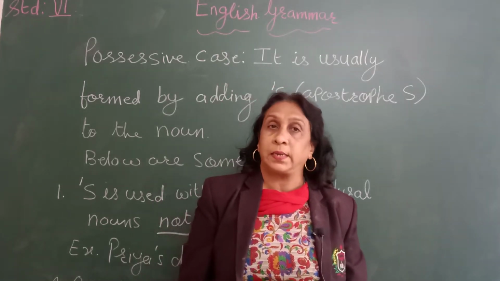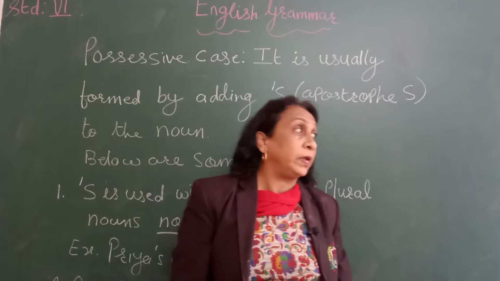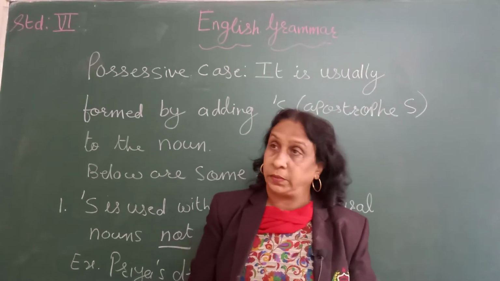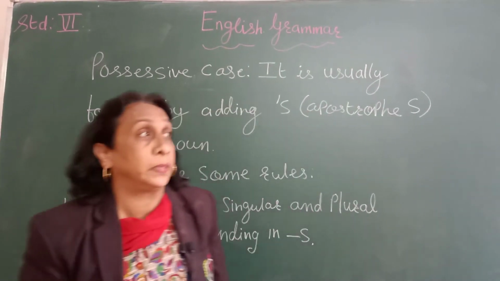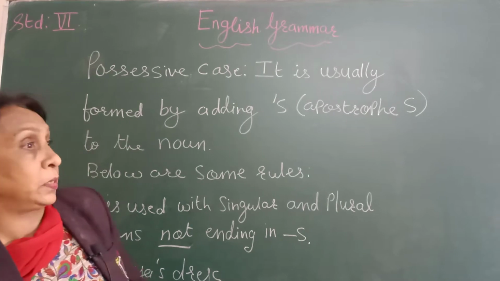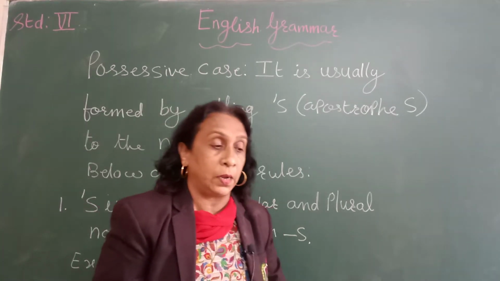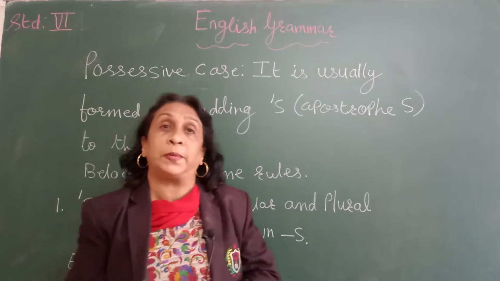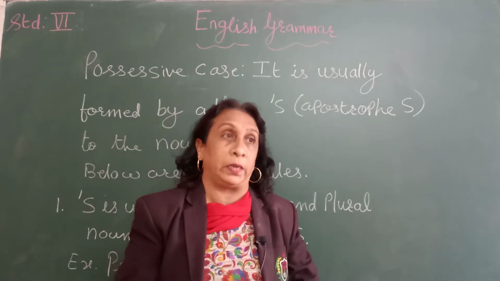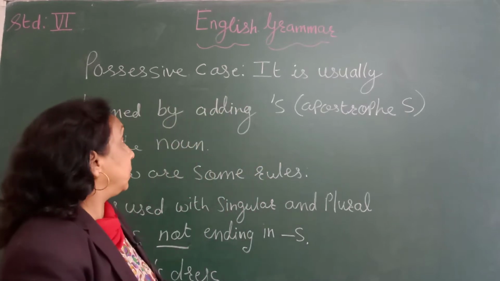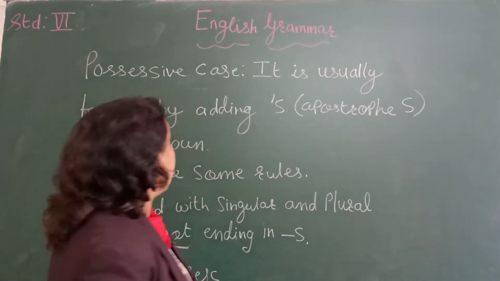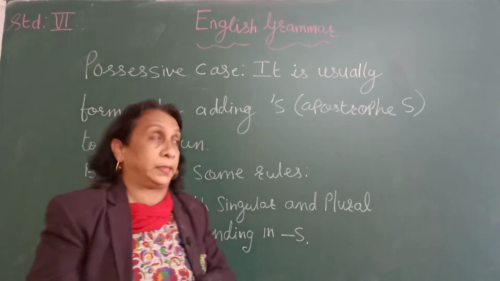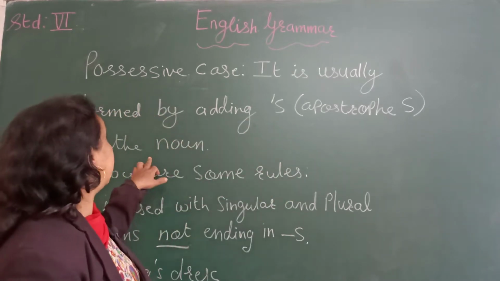So now let us start with our grammar chapter. Earlier we had done the noun cases, in that we had done the nominative case, the objective case and all. So now this is the possessive case. In the possessive case, possessive means it belongs to someone, or someone is possessing it. Possessing it means to have it. So when we use a possessive case, apostrophe s is added to the noun.